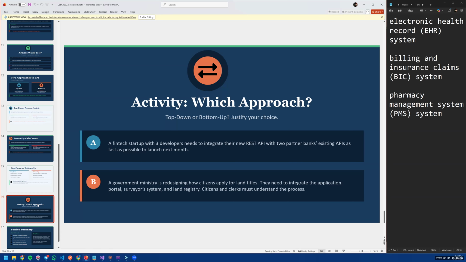Sir, I think top down. So the first thing I would say is that since the citizens and the clerks should understand the process in the beginning, there should be more focus on the processing so that they can understand those processes. How would they get that understanding?